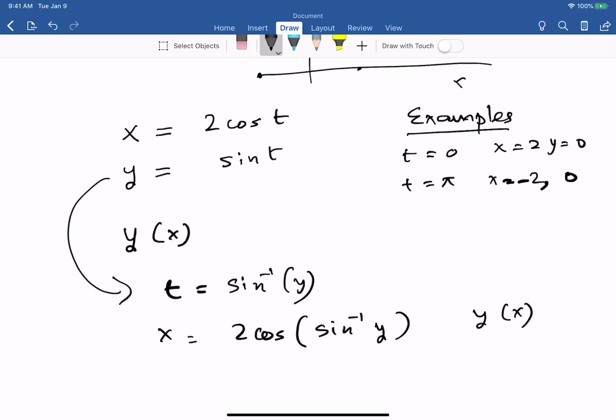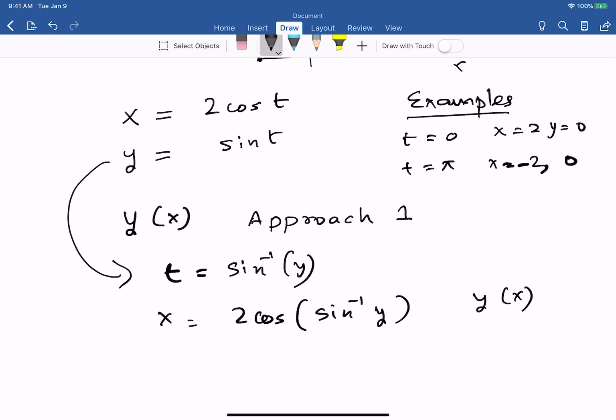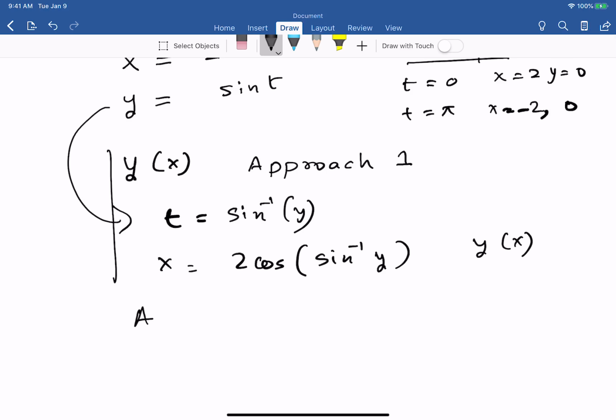But there's actually a very elegant way of doing this problem. So this is approach 1, which will give you the correct answer. But the reason that I wanted to show you this example is because I want to show you this other trick that you can use, which is often more useful and much faster than this approach. Okay, so what we're going to do is approach 2.